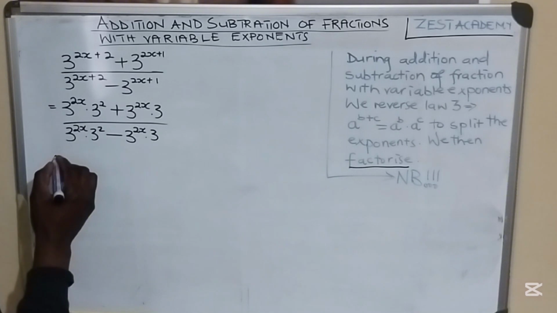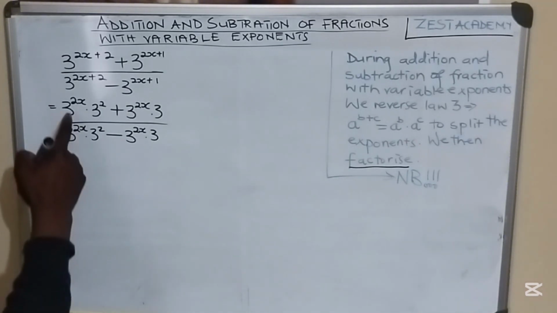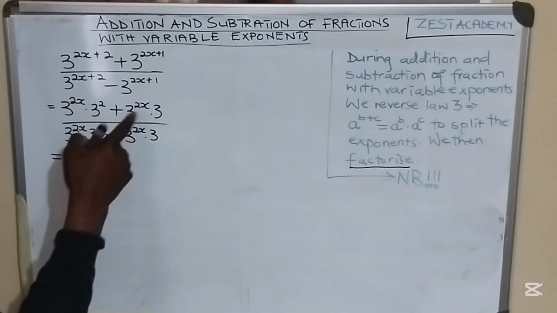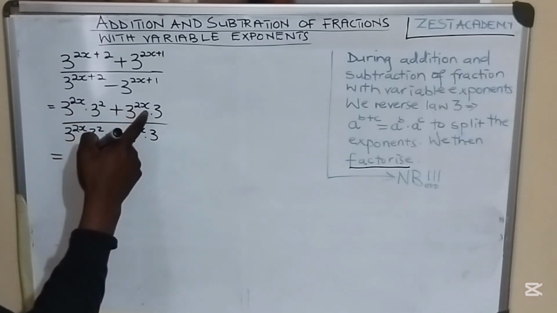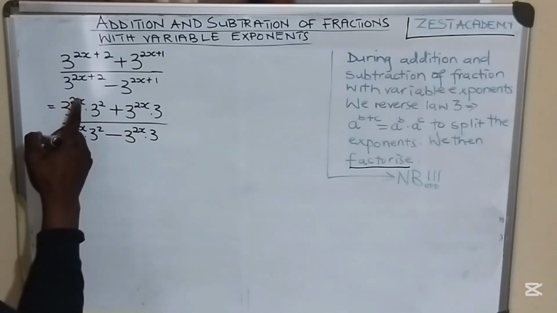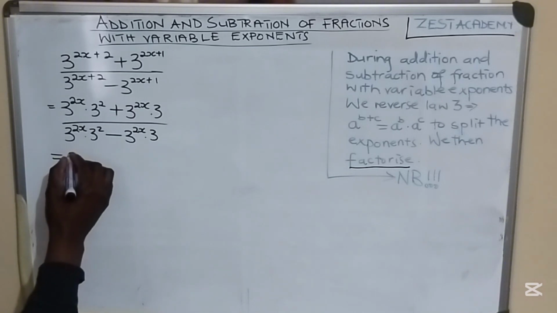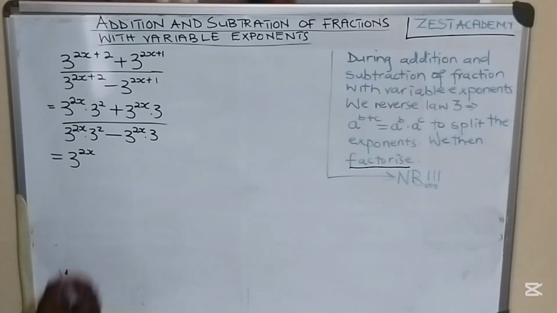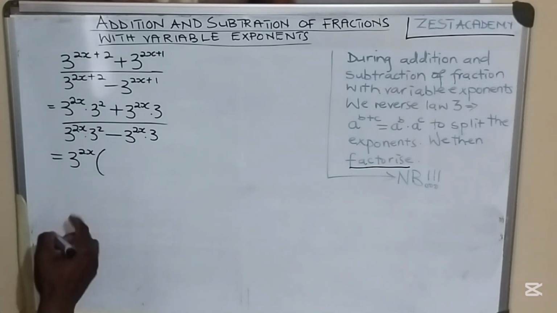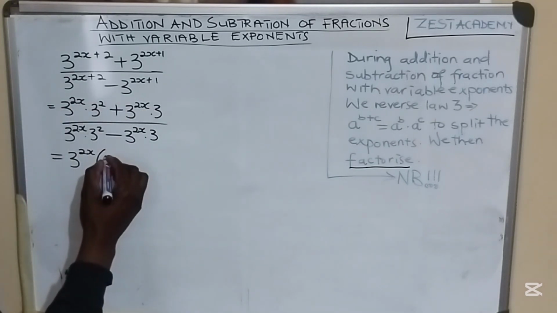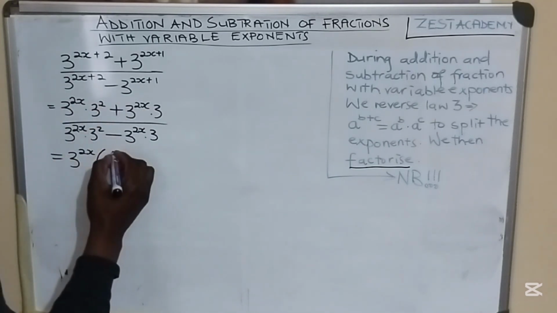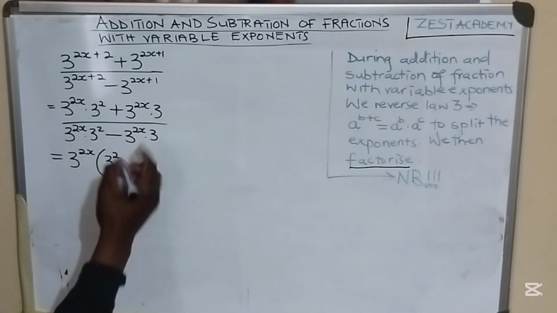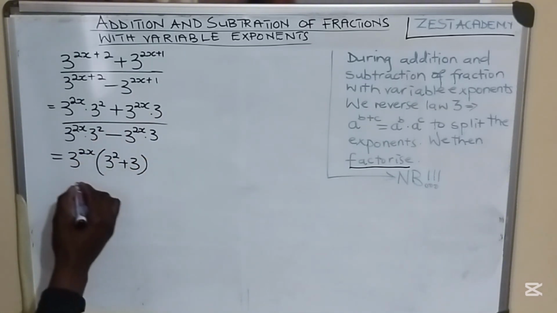Right, let's factorize. If we factorize here, we see what is common here and what is common here and there. It is 2 to the power of 2x, 3 to the power of 2x, and 3 to the power of 2x. Right, so let's take it out. If we take that out, then inside the bracket, remember what is it that we're going to have?